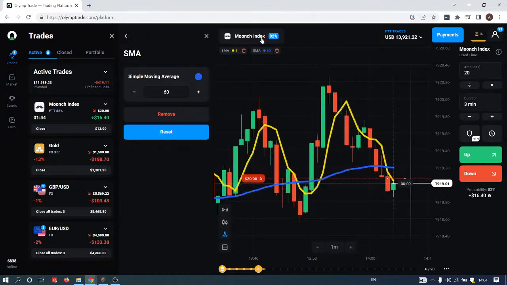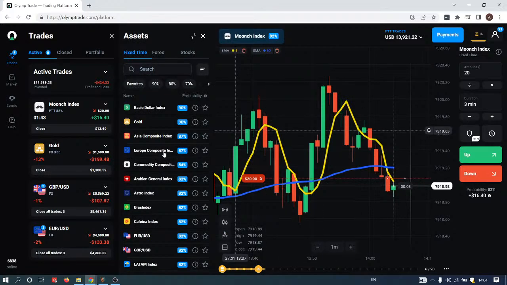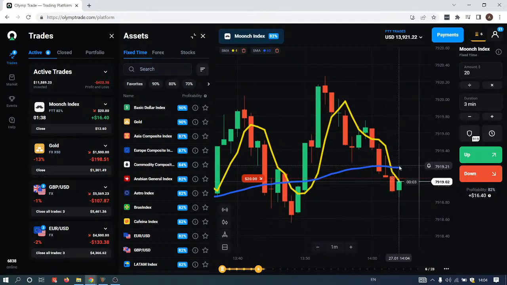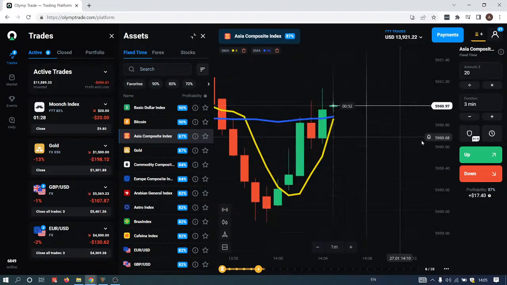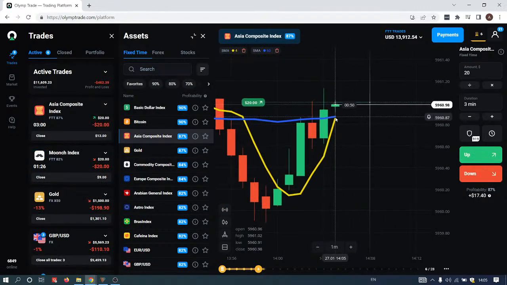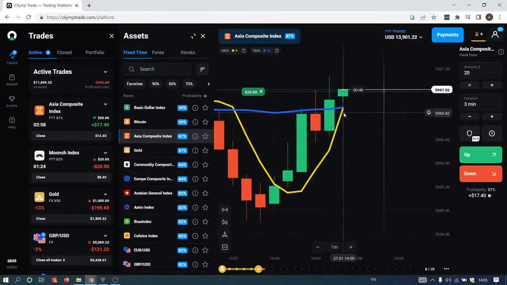Once you have found the signal, you open the trade, and then you just wait for this trade to finish. In the meantime, you jump straight to the next asset. Very simple strategy. We want to talk about it because we also want to give people something very simple.